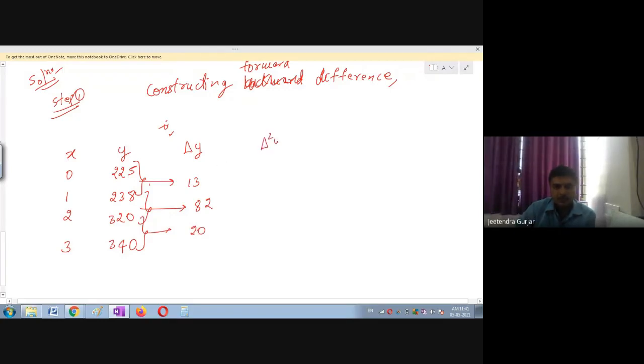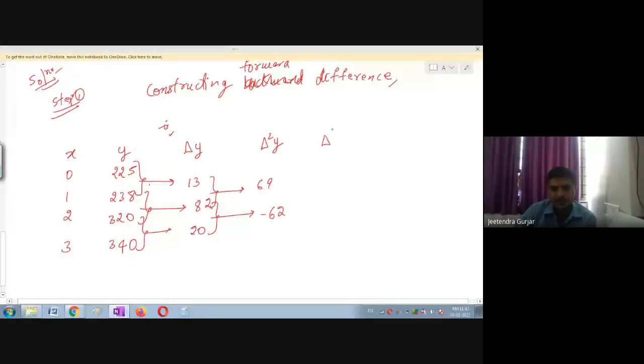Next we'll go to the second forward difference, that is delta square y. Just take this 82 minus 13, you will get 69, right? So again, the difference between 20 minus 82. Please see, this is the reverse, that is 20 minus 82. This is minus 62. Don't write plus here and don't get confused. You can go through the formula also, I have given it already.